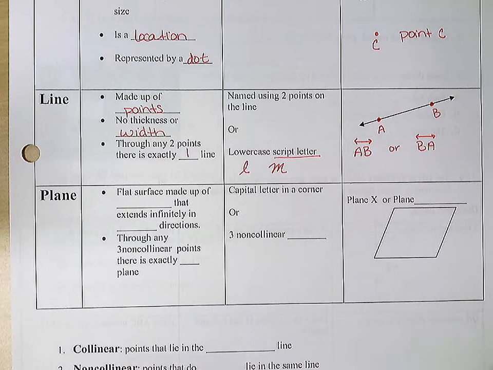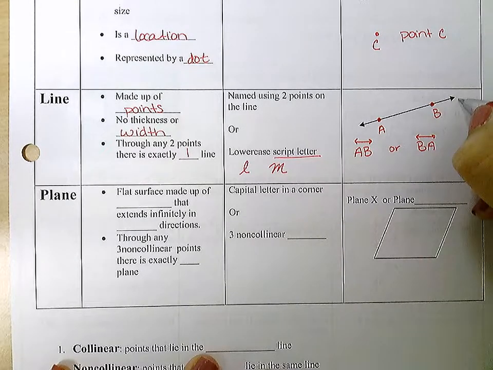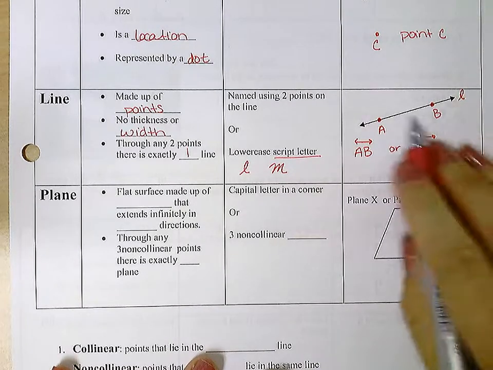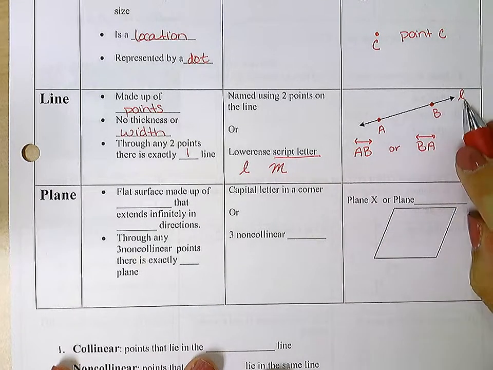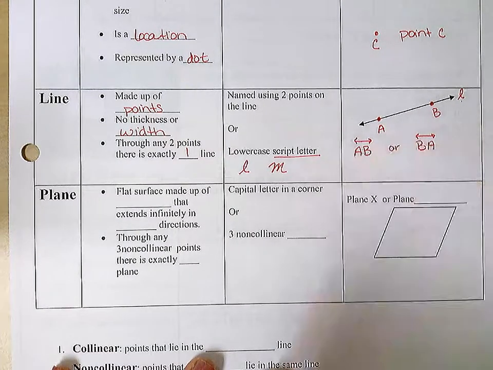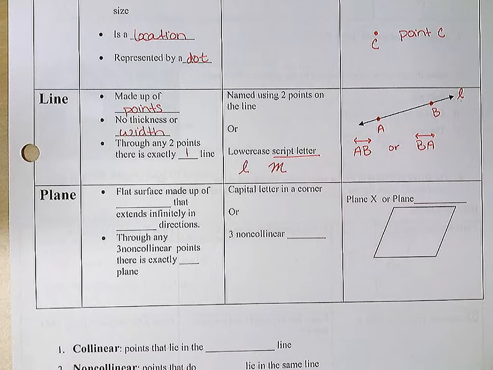If you're using a script letter, such as L, usually you'll see that off to the side of the line. It won't be within the line. You'll usually see it drawn or written off to the side, so up here or over here. So this could also be line L. So that's how we name our lines. Any questions so far?